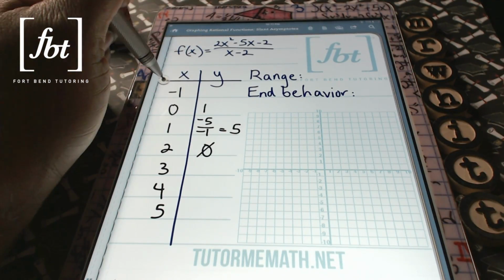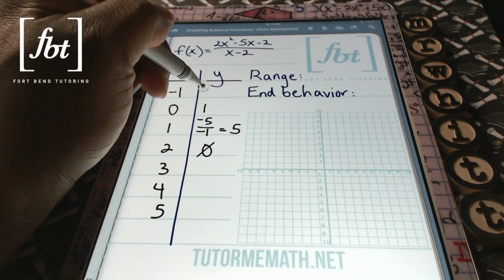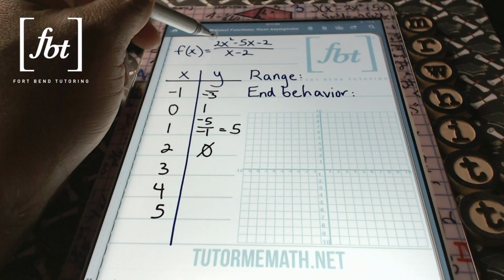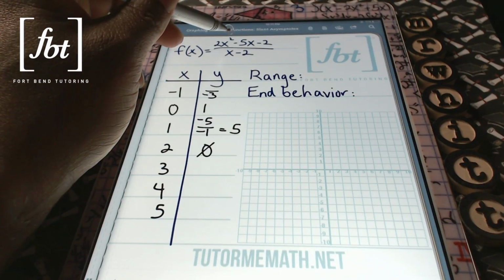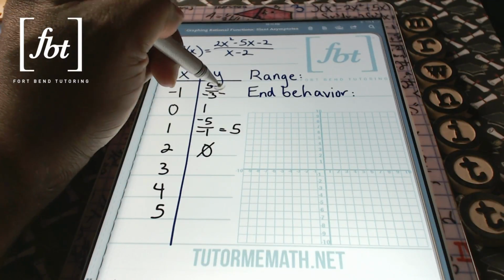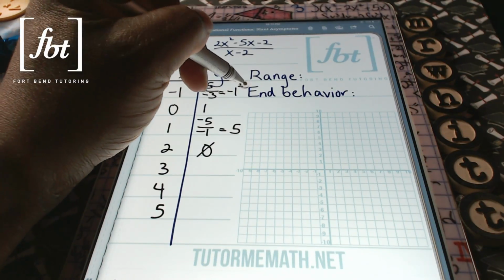That wasn't bad. Plugging in -1, you'll have -3 in the denominator, and in the numerator, you'll have 2 plus 5, it gives us 7. 7 minus 2 is 5. So this gives us -1 and 2/3.